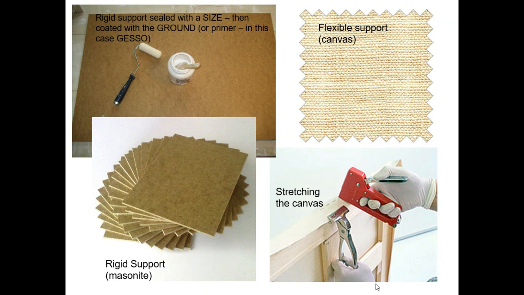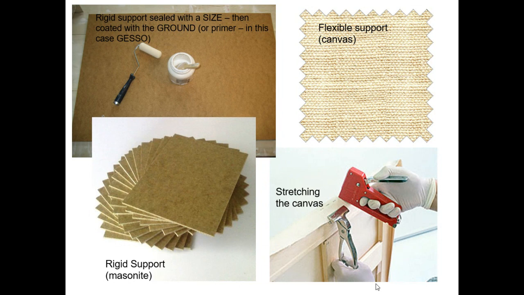In either case, whether you're working with a rigid support or a flexible support, the traditional first step after selecting the support would be to seal the surface with what we call a size, S-I-Z-E, which in this case has nothing to do with the dimensions of the piece. The size is a glue which seals the surface to prevent it from being damaged by any corrosive materials in the paint.